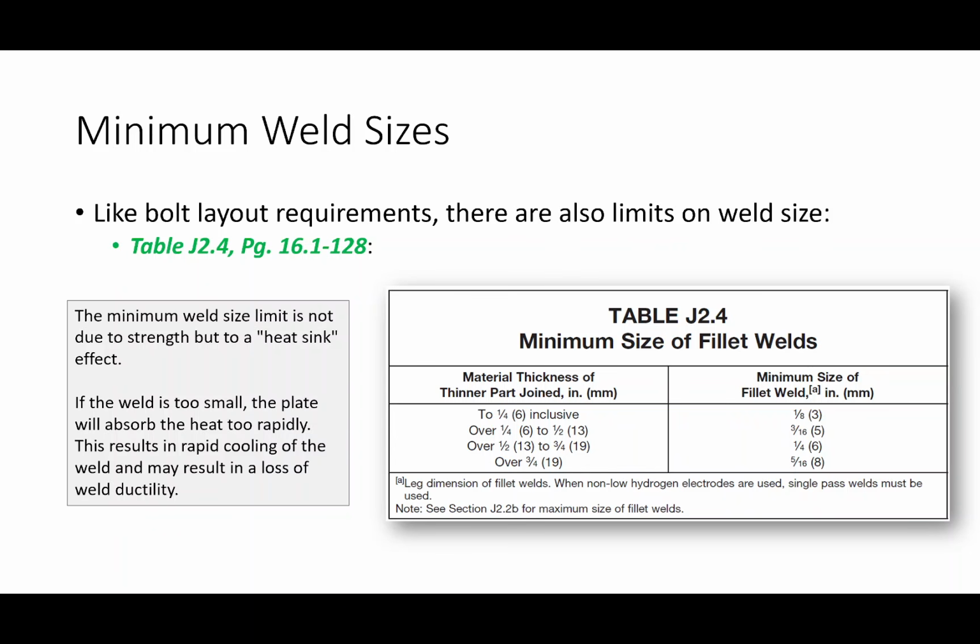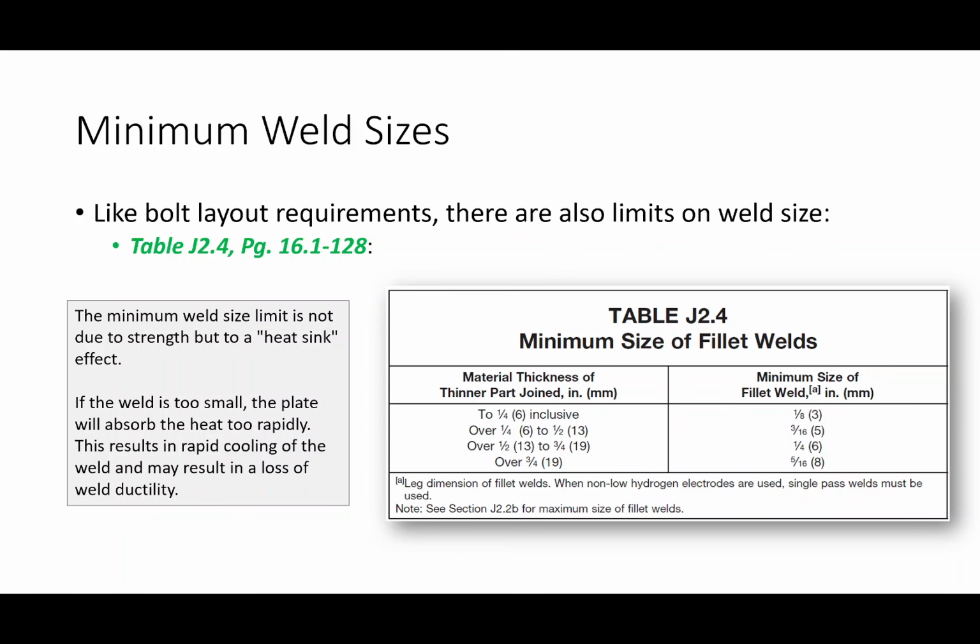Now, let's say that I propose to join these plates of steel with a fillet weld. And let's say that fillet weld is 1/8 of an inch. That's a really tiny weld for a really, really thick plate, isn't it?